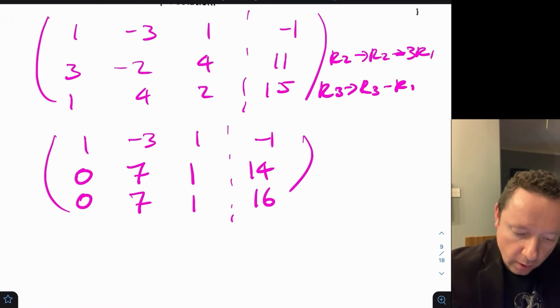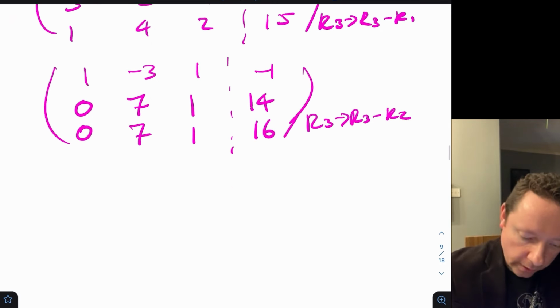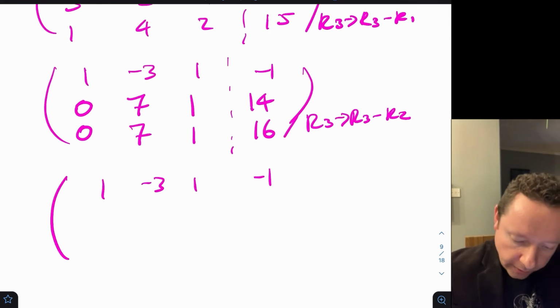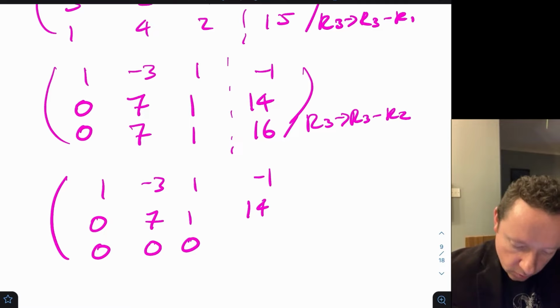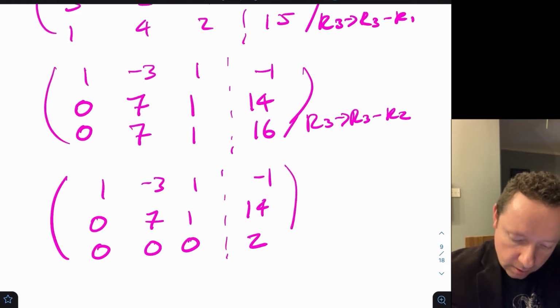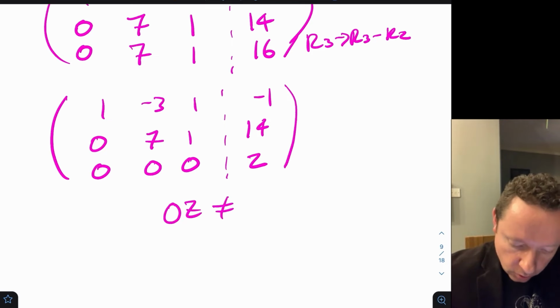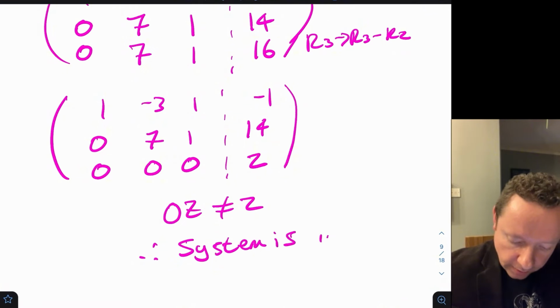Now we can get a 0 in this place by doing this minus this. So row 3 becomes row 3 minus row 2. So we can have 1, minus 3, 1, minus 1; 0, 7, 1 and 14; 0, 7 minus 7 is 0, 1 minus 1 is 0, 16 minus 14 is 2. 0x plus 0y plus 0z equals 2. 0z cannot equal 2. So therefore, the system is inconsistent.